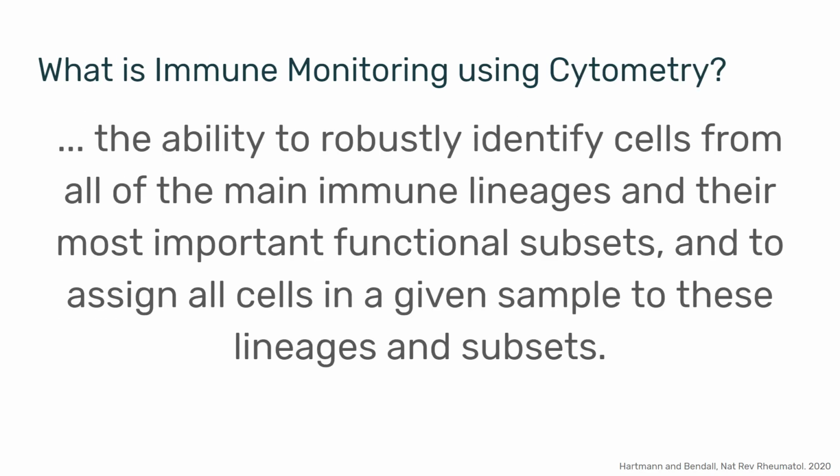In the context of flow and mass cytometry, immune monitoring is the ability to robustly identify cells from the different immune sublineages and stratify them into different subsets. Then, for each one of the samples in our experiments, we would like to know what is the composition of these subsets for that sample. And to provide some more context on this statement, we need to take a step back.